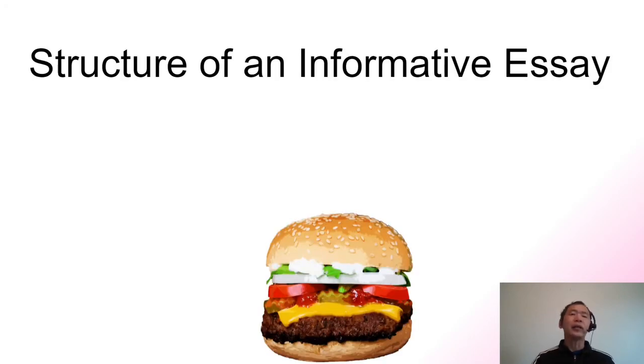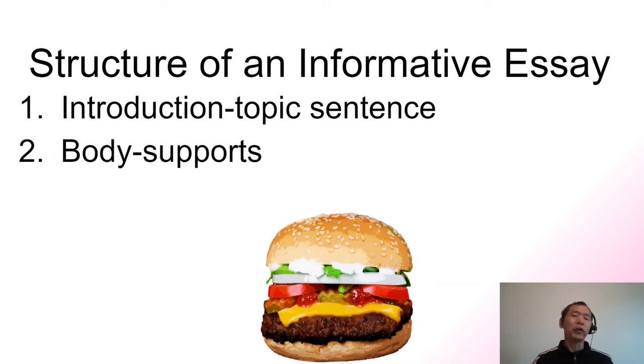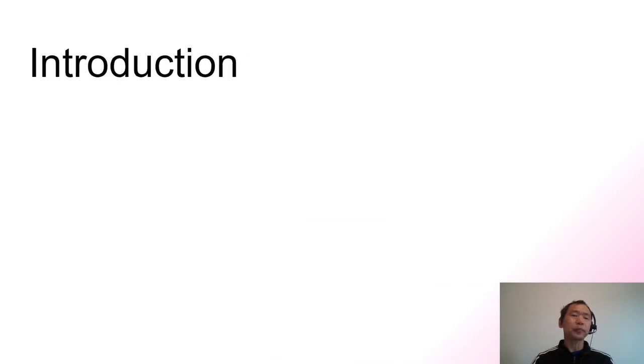Yes, an informative essay looks like a hamburger, which means you have 3 layers there. The first layer is the introduction. That's like the topic sentence in the paragraph. And then you have the major part, it's the body. It's like the support in the paragraph. And finally, you have the conclusion. That's the last layer. The conclusion is like the concluding sentence in the paragraph.